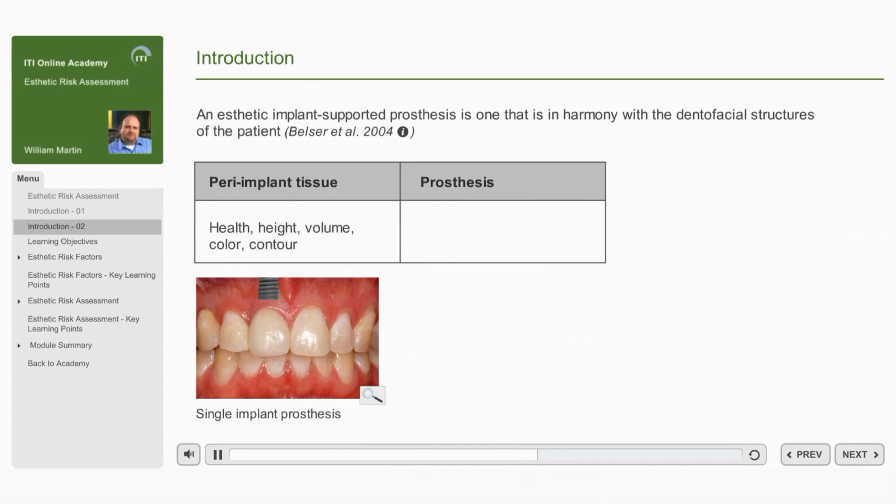In terms of the peri-implant tissue, an aesthetic result means the health, height, volume, color, and contours of the peri-implant tissues must be in harmony with the healthy surrounding tissue. The prosthesis should imitate the natural appearance of the missing dental units in color, form, texture, size, and optical properties.